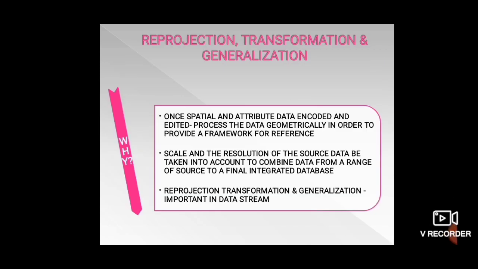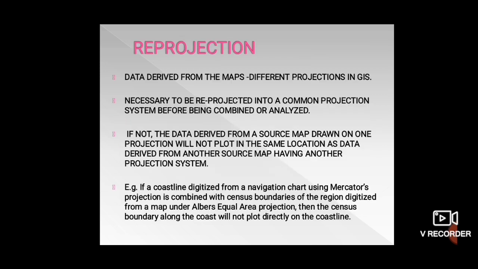The second stage is that of reprojection, transformation, and generalization. Once the spatial and the attribute data have been encoded and edited, it is necessary to process these data geometrically to provide a common framework for the reference. The scale and the resolution of the source data also need to be taken into account while combining data from a range of sources to a final integrated database. Here comes the role of reprojection, transformation and generalization. Hence, reprojection, transformation and generalization are important factors in the data stream.